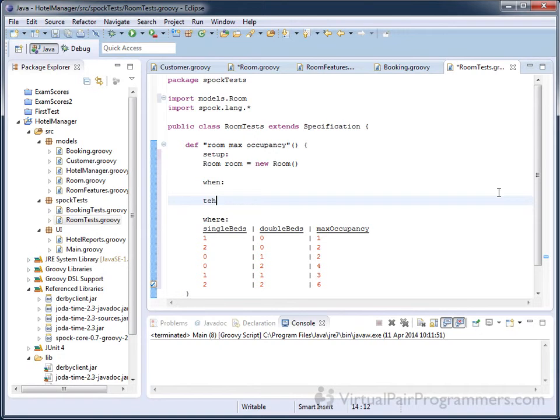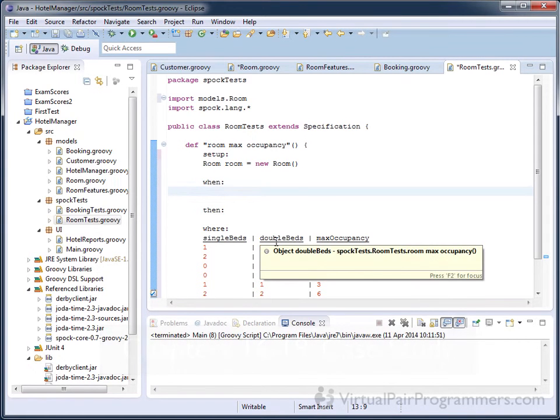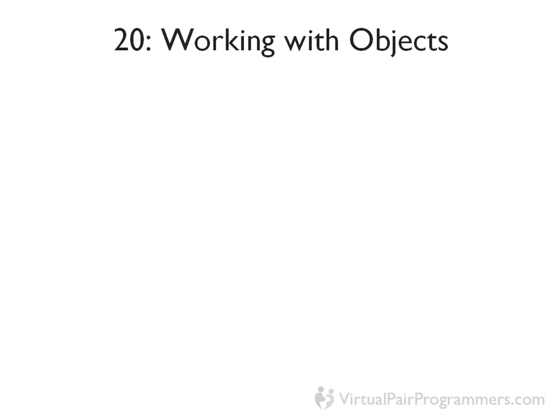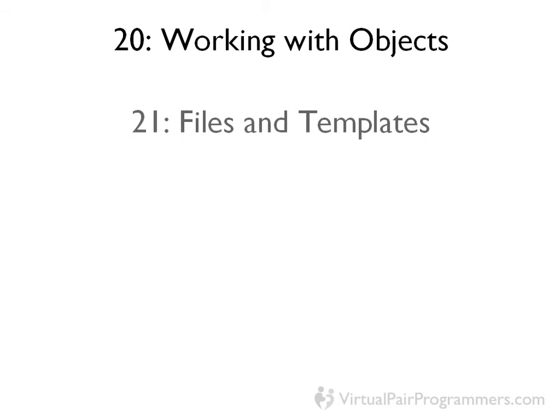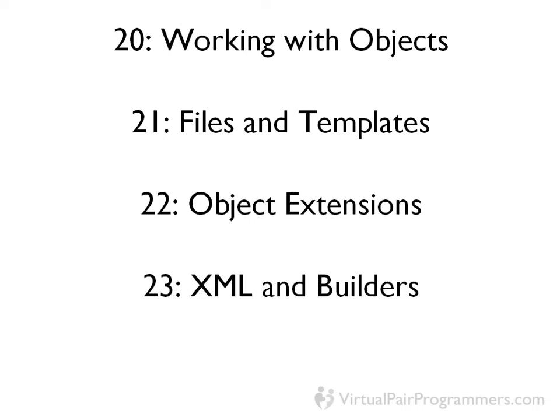So I'll introduce the case study in chapter 16, and we'll create the first part of our application in 4 stages over the next 4 chapters. The second part of our course looks at some more advanced techniques in Groovy, and we'll start with chapter 20 by looking at working with objects in a more dynamic way. Chapter 21 covers files and templates, and in chapter 22 we look at object extensions, ways to add methods into objects. Chapter 23 covers XML and builders, and in chapter 24 we'll be looking at databases.